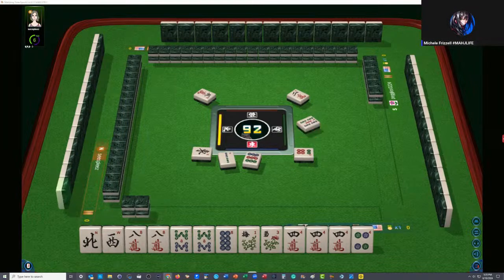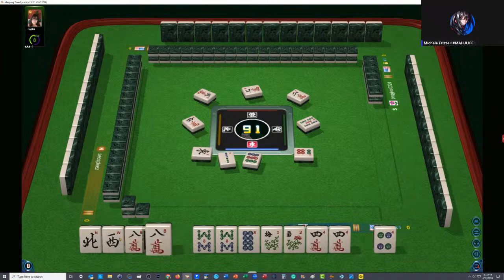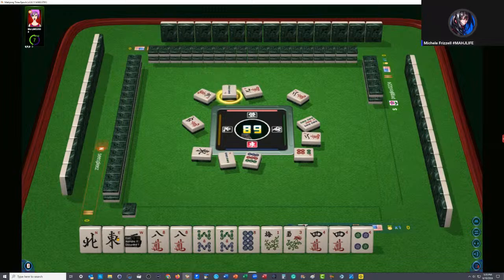5 bamboos. 9 characters. 4 characters. 2 characters. 2 bamboos. 7 dots.